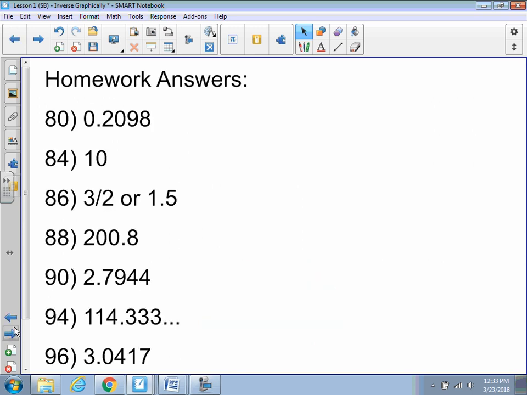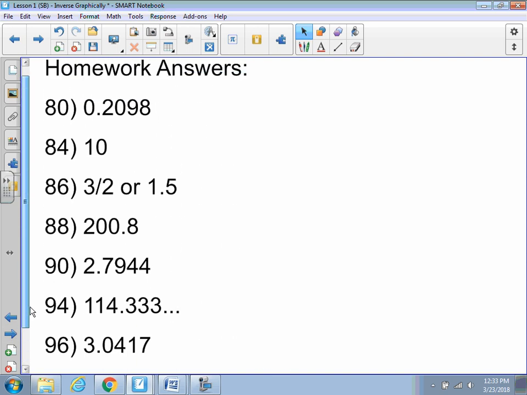Here are the answers to the homework from the textbook. So take a look at that. If you have any questions specifically on any of those problems, I want you to put a star beside them. Try to talk it out amongst yourselves. And if you're still confused, make sure you ask me when I get back next class.